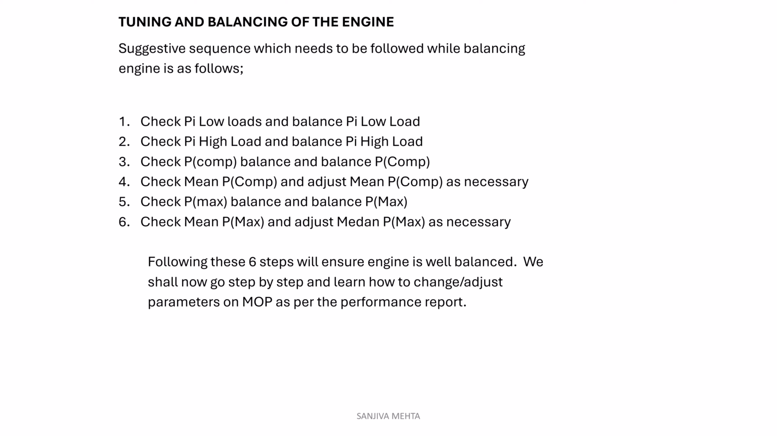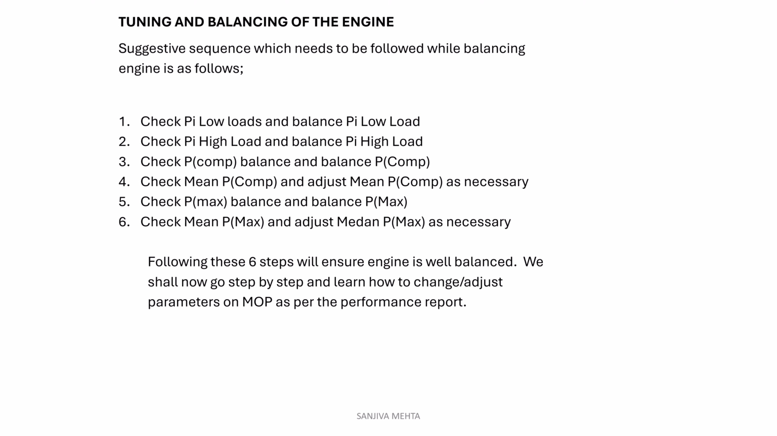So basically, what you do, run the engine at lowest load possible, and balance PI load. That means low load offset, indicated pressure. You know what is indicated pressure? Then run the engine at highest load possible. Again, take the performance, balance the high load offset. We call it PI, indicated pressure at high load.